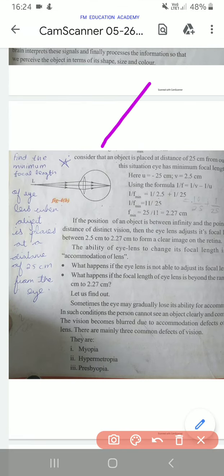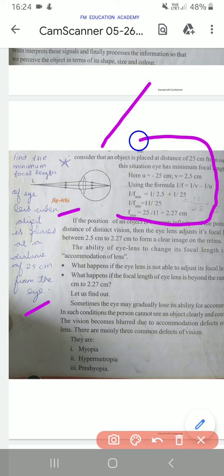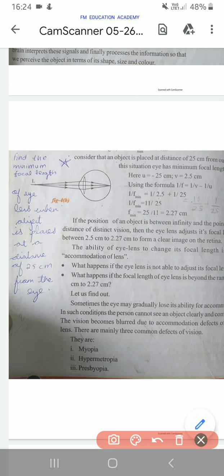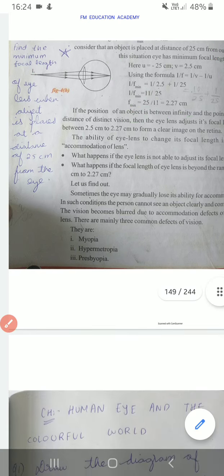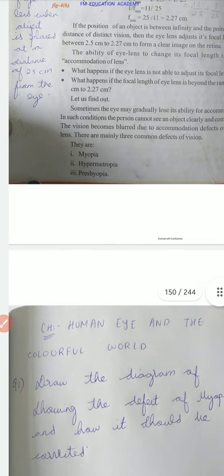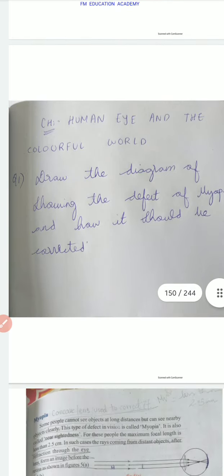This is taken from textbook only. Then this question can come. Find the minimum focal length of eye lens when object is placed at a distance of 25 centimeter from the eye. This is how you have to solve. Okay, just go through it. Then we know there are 3 types of defects: myopia, hypermetropia, presbyopia. All are important for us.